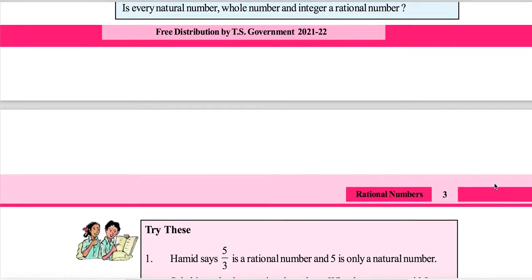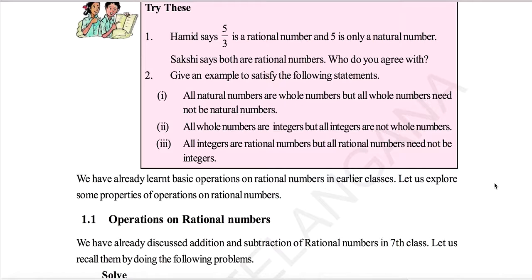Right, they are. Hamid says 5 by 3 is a rational number and 5 is only a natural number. Sakshi says both are rational numbers. Who do you agree with? Both can be rational, no problem. Give an example to satisfy the following statements. All natural numbers are whole numbers, but all whole numbers need not be natural numbers.